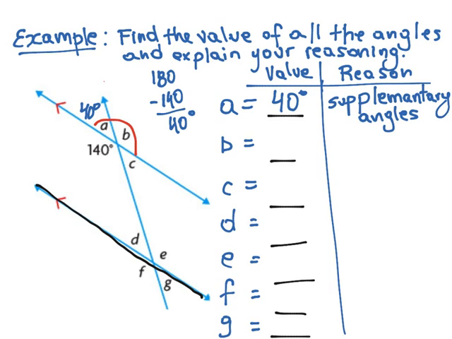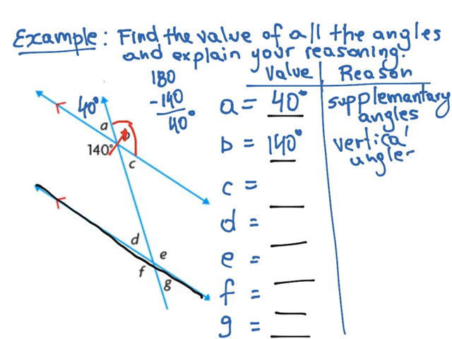Or another way you could solve for B is to recognize my favorite rule, which is the opposite angle theorem, or the vertical angles. Sorry, 140 is opposite to B. Therefore, B has to be 140. And this is vertical angles. You could also say 140 and 40 are supplementary angles.